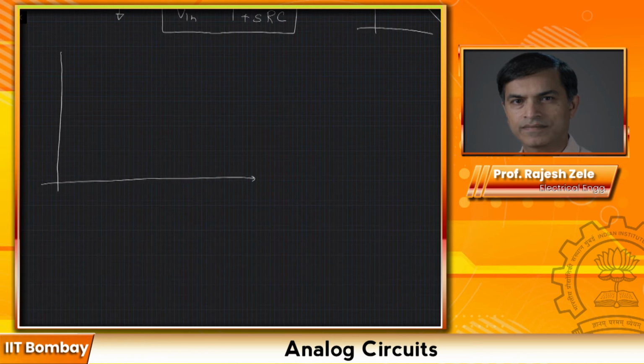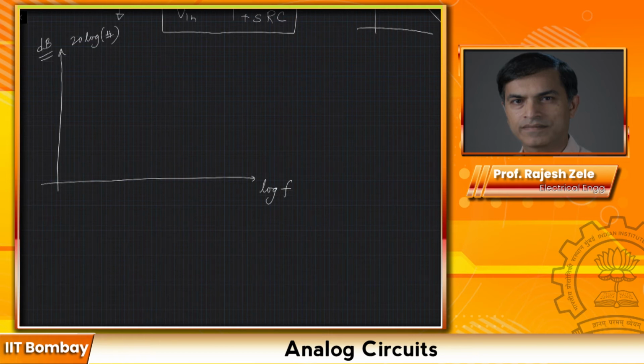So what are we doing? We are plotting log of f, frequency, on the x-axis. And on the y-axis, we are plotting the gain in dB. What does dB mean again? It's 20 log of the number, whatever that gain number is.